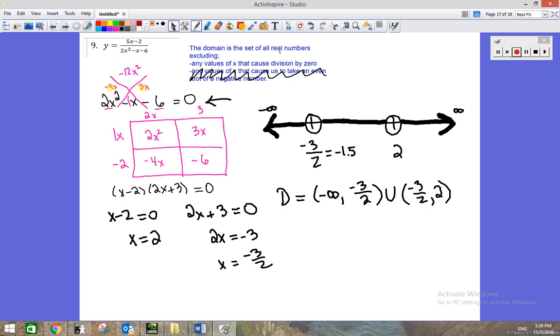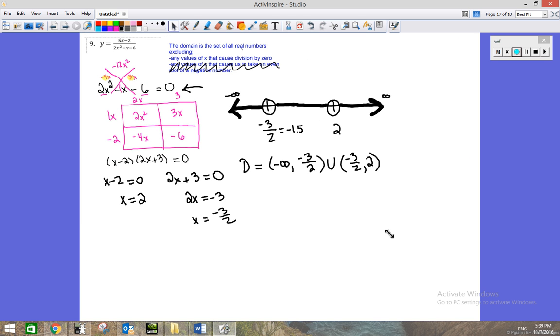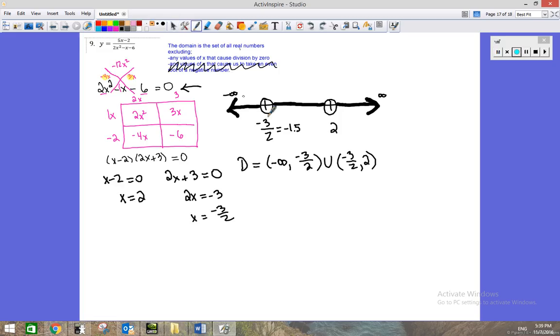And values that are bigger than 2. 2 is excluded, so I need a union. See, I don't have brackets at 2 because I'm excluding it. All the way out to positive infinity. So there's my domain for this.